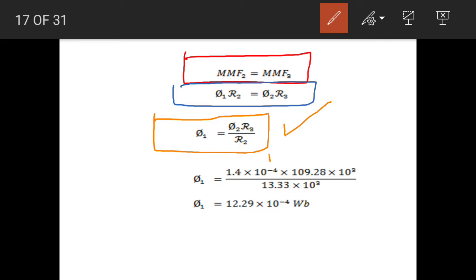You see phi 2 is known, which is 1.4 into 10 raised to power minus 4. R3 is known, which is 109.28 into 10 raised to power 3 ampere turn per Weber. And R2 is known, which is 13.33 into 10 raised to power 3 ampere turns per Weber. So we simplify this equation and we find the magnetic flux in the central limb of this parallel magnetic circuit. The magnetic flux in the central limb of this parallel magnetic circuit turns out to be 12.29 into 10 raised to power minus 4 Weber.